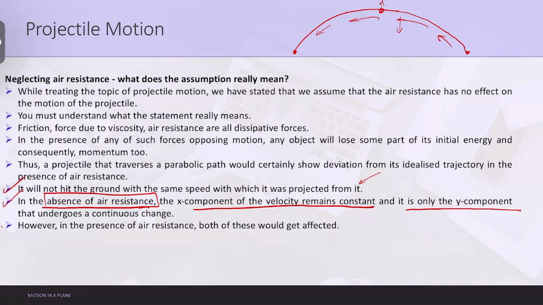However, what will happen in the presence of air resistance? Both these would get affected. If this gets affected, then the path will also change. If the path changes, the time will change. If the velocity changes, there will be an effect on the height, the range, and the time.